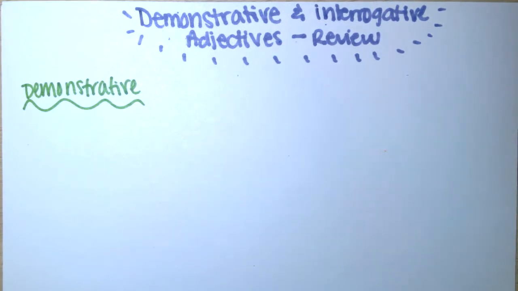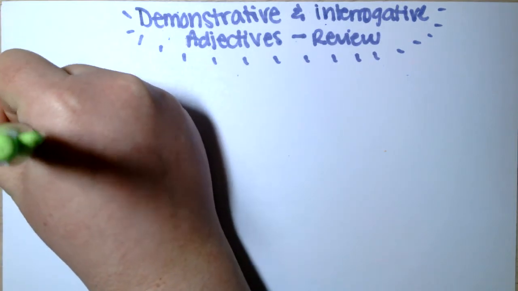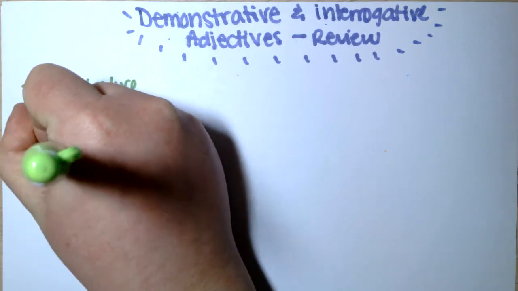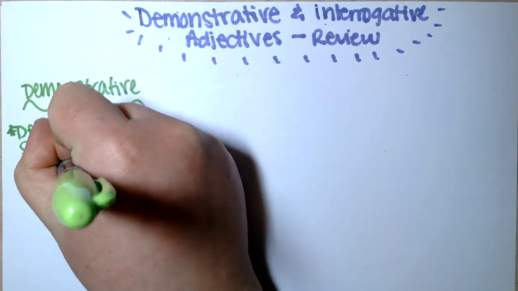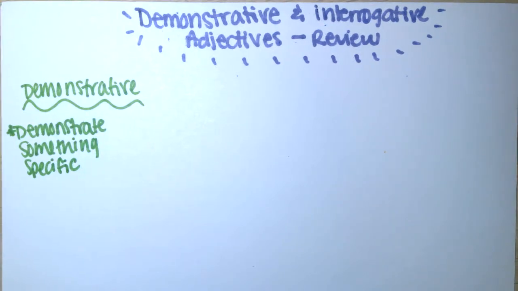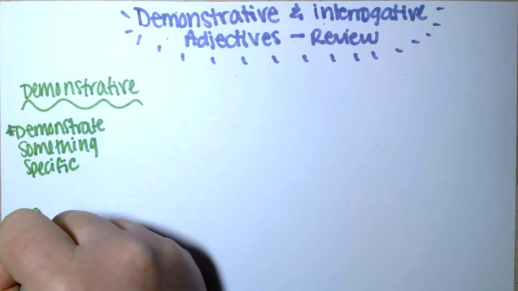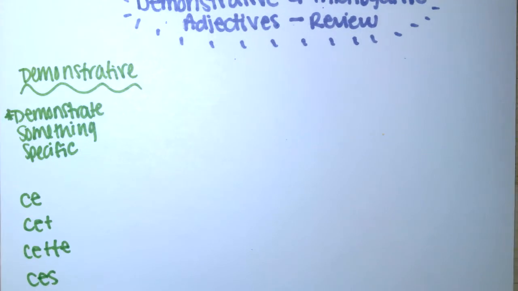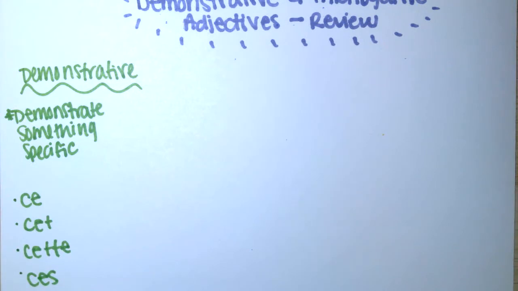So, quick review, demonstrative adjectives are demonstrating something specific. All right, so they're demonstrating something specific, and the demonstrative adjectives in French are ce, cet, cette, and ces. And we'll talk about those once we get going. So let's talk about what these four adjectives mean.